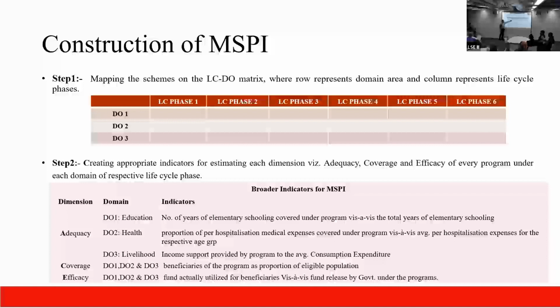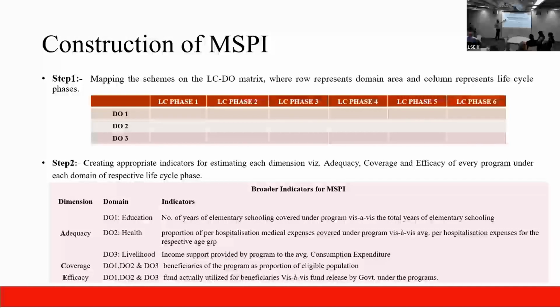Similarly, if that phase is towards the end of life, meant for old age, and it's providing livelihood, then it has to be mapped at DO3 under life cycle phase 3. So this will help us in identifying the schemes, so that government or policymakers can look at whether there are multiple schemes or if there is overlapping, and they can see whether that particular scheme is to be kept or can be removed. But that's the secondary thing.